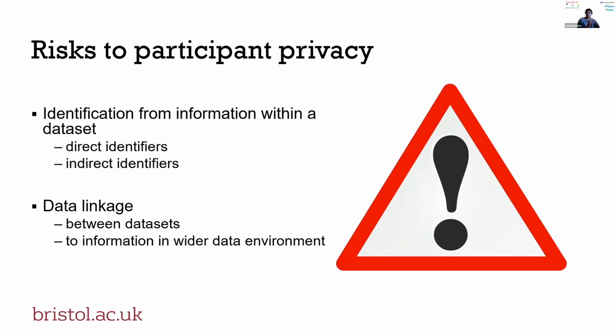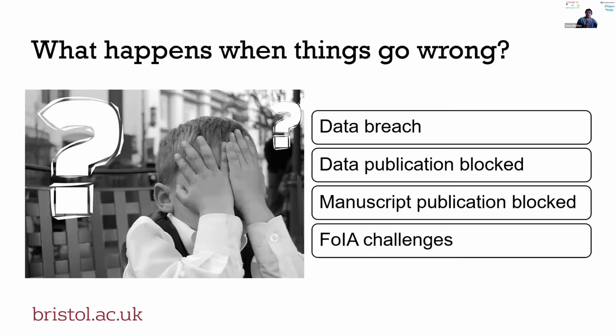Right, so that's an overview of the risks and the potential benefits of data sharing. What can happen when things go wrong? Essentially the worst case scenario we're looking at is a data breach, disclosure of information that leads to the identification of a specific participant who was involved in a research study.